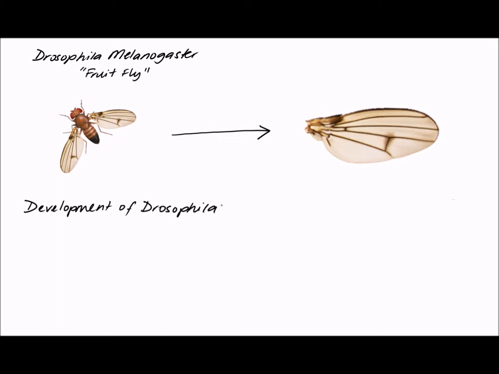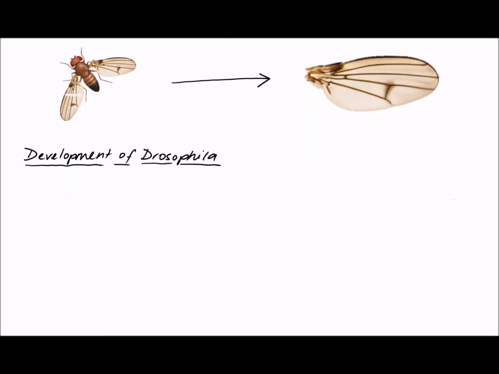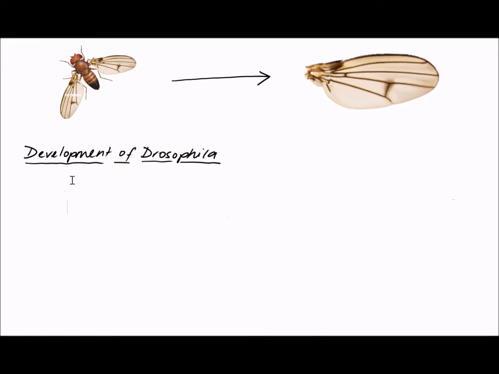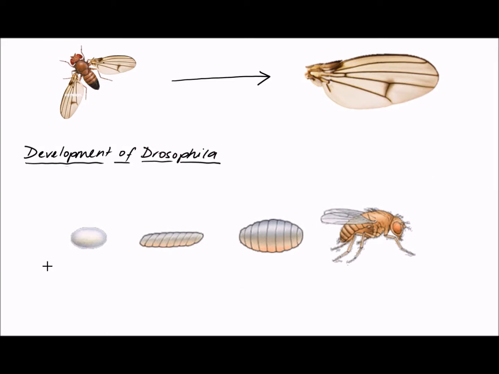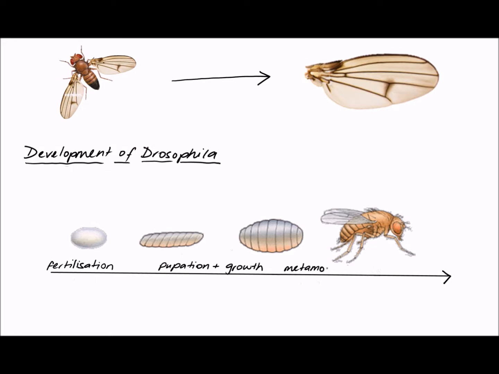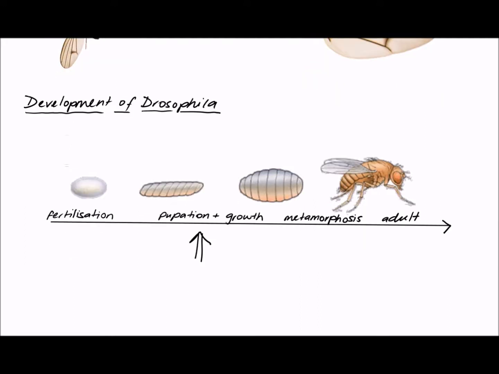Okay, development of the Drosophila. So at this point we have a bit of a timeline going on. The egg is fertilized, and then pupation and growth, and then, I'm a bit ahead of the video, metamorphosis, and then the adult stage. You'd probably want to make it clear that we're talking more about the pupation and growth stage, because that's kind of where the segmentation and polarity occurs, which is kind of the point of our entire thing.